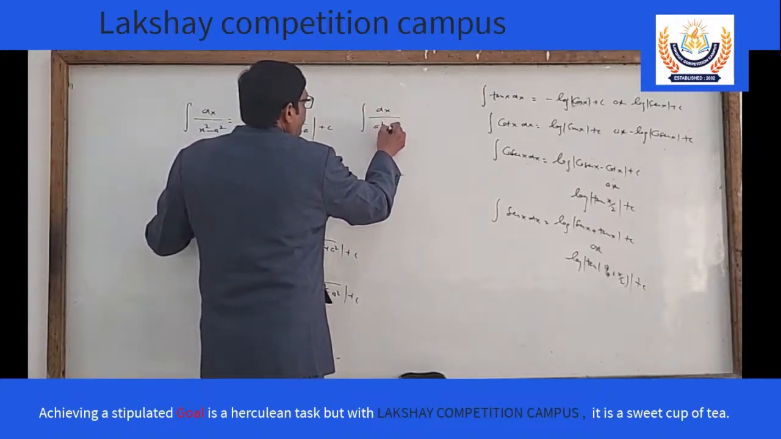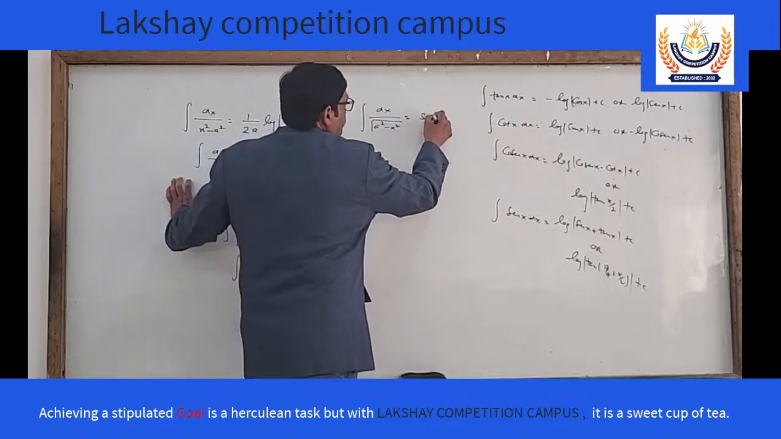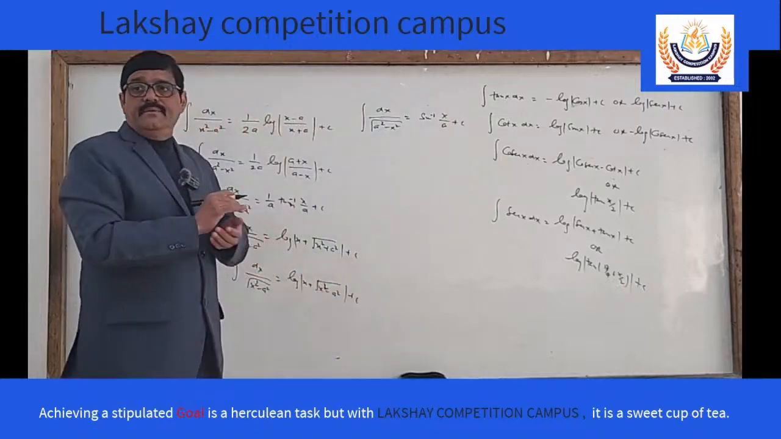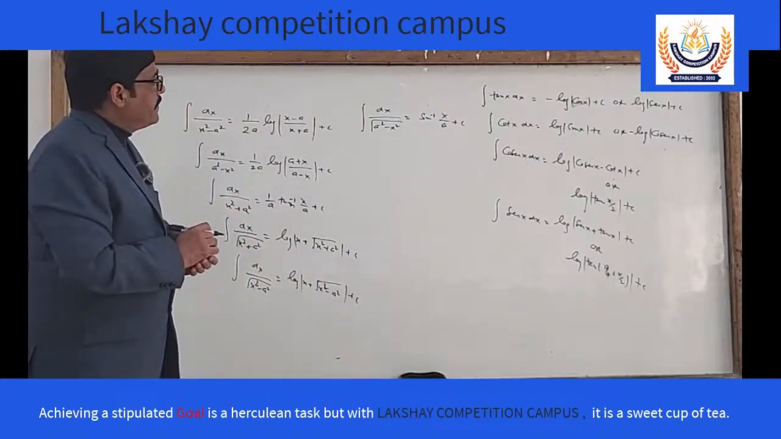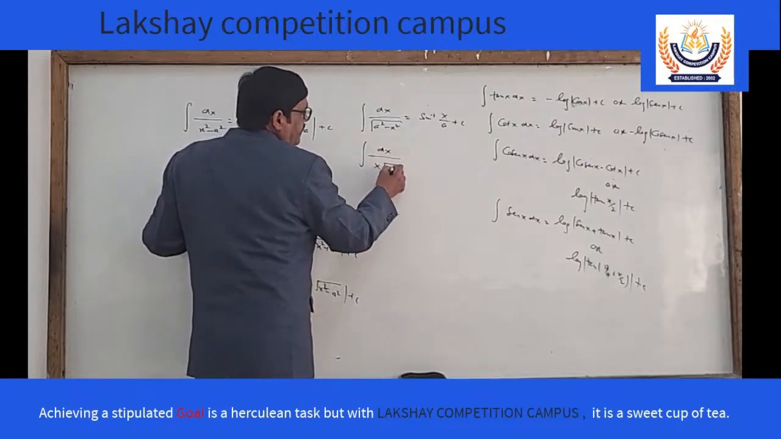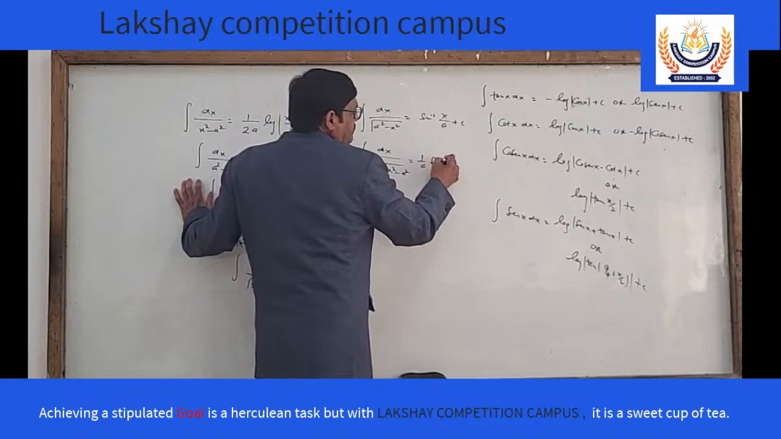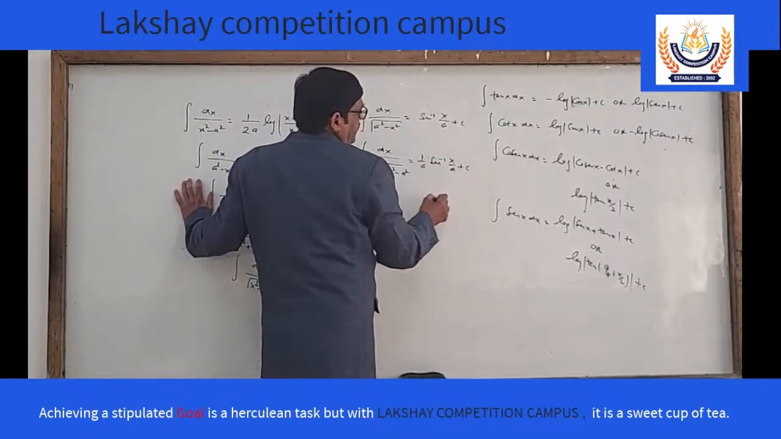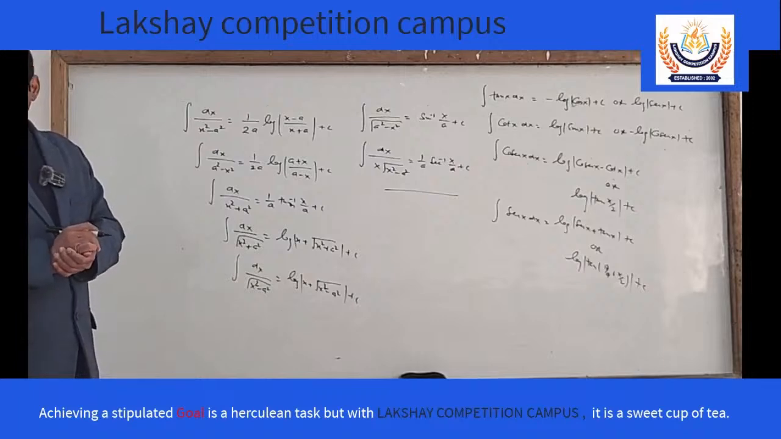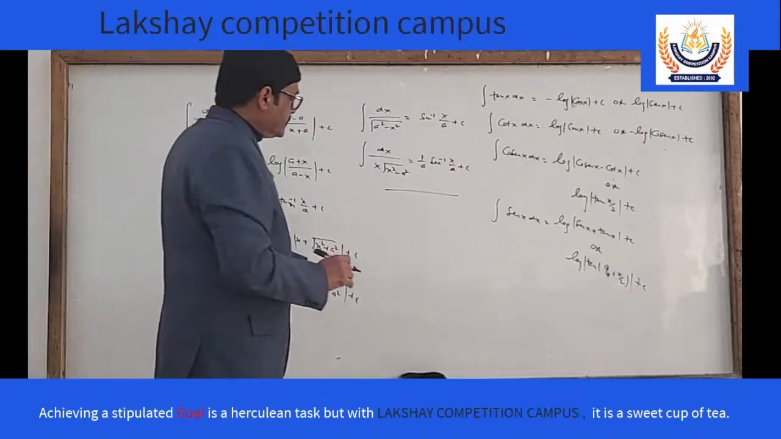Now the next one is 1 upon the square root of a square minus x square. What do we have? Sin inverse x by a. Integration of dx upon x times the square root of x square minus a square is 1 by a secant inverse x by a. So there are some standard forms to find out the integration. Clear? Okay, students.